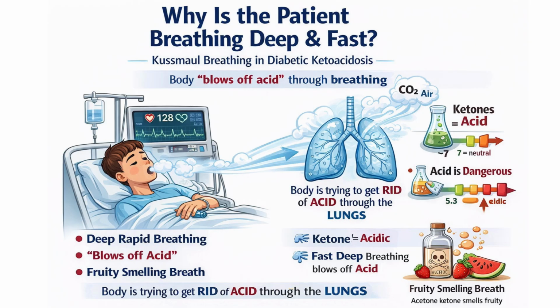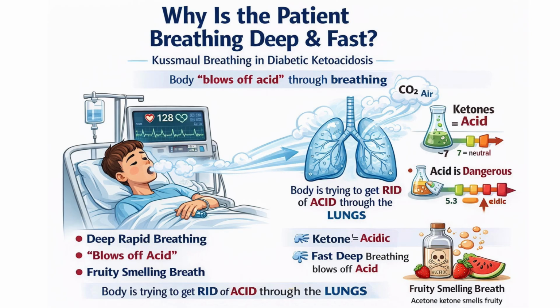Now let's move on to step 2. Why is the patient breathing fast? The reason the patient is breathing deep and fast is because of a special breathing pattern called Kussmaul breathing. Kussmaul breathing happens when the blood becomes too acidic. In diabetic ketoacidosis, the body makes substances called ketones. Ketones are acids. Acid in the blood is very dangerous. The body does not like acid, so the body tries to get rid of the acid as quickly as possible. One of the fastest ways to remove acid is through the lungs. When a person breathes faster and deeper, more acid is pushed out of the body.